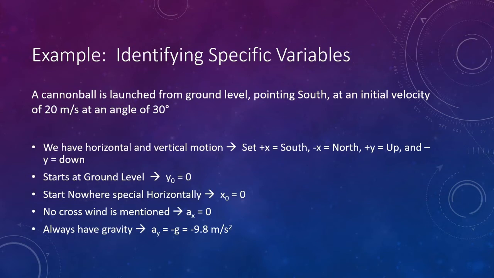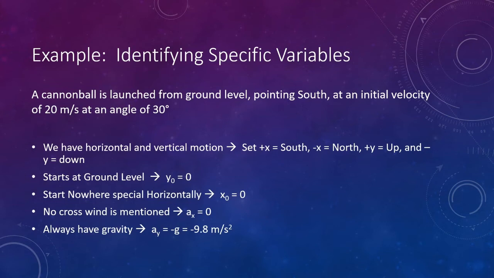Since our cannonball is being pointed to the south, I'll say the plus x direction is the south, minus x is north, and plus y is up, and minus y is down. Again, just distinguishing between the horizontal and vertical motion. We start at ground level. That's the first phrase that's stated. So we'll say our initial y position is 0, and there's nothing special about where we start in the horizontal, so we can say our initial x position is 0.